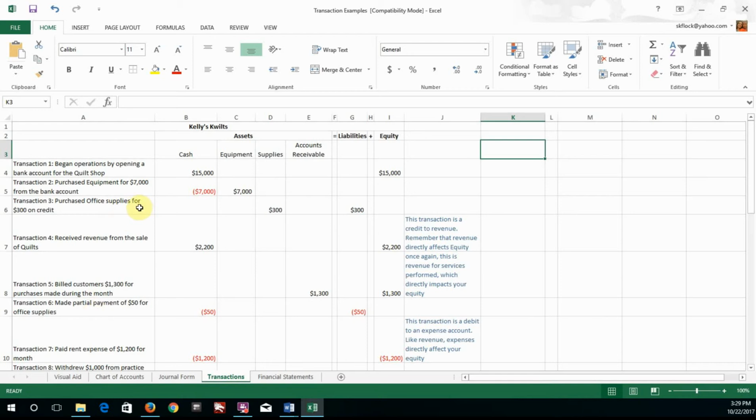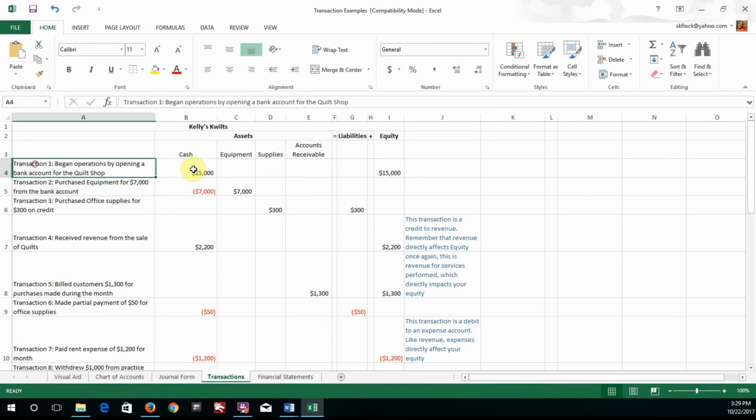Transaction 6, I made a partial payment for $50 on these supplies I purchased up here. So now I'm paying $50 towards this $300 liability that I have right here. So I end up with a credit to my bank account and a debit to my liabilities. Both sides of my accounting equation are decreasing.